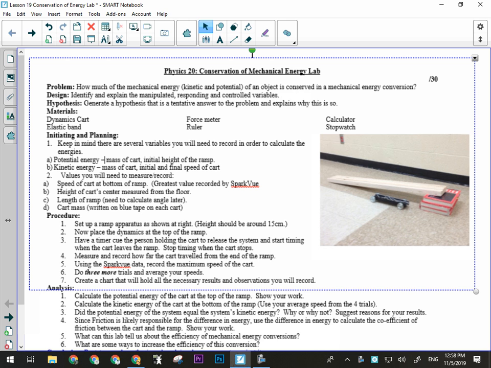What we're going to look at is how much energy? How efficient is that conversion? Where does that energy go? Does it turn into other forms? What are those other forms looking like? That's what we've got to look at today with this lab.